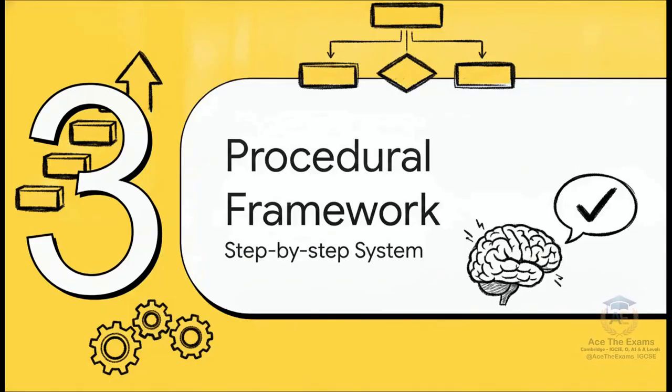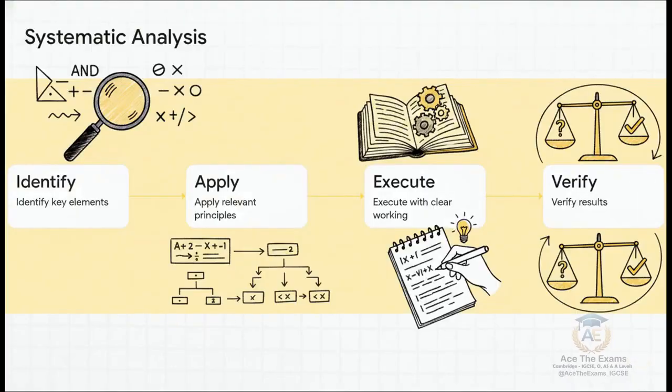All right, Section 3, the procedural framework. Now that we know exactly what to avoid, how do we systematically process these logical expressions without totally panicking? Let's walk through the standardized step-by-step sequence. Step 1. Identify the key elements. Basically, what specific operators and binary values are you even dealing with? Step 2. Apply the relevant Boolean or arithmetic principles. Step 3. Execute your analysis and do it with crystal clear working. And finally, Step 4. Verify your results. Just run a quick trace table in your head to make sure the output logically makes sense.